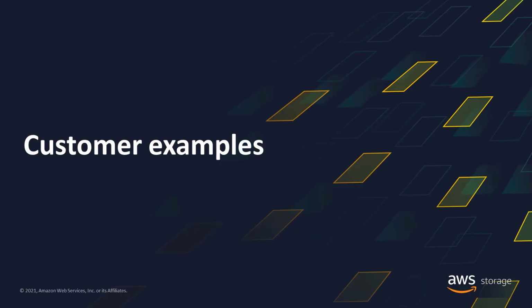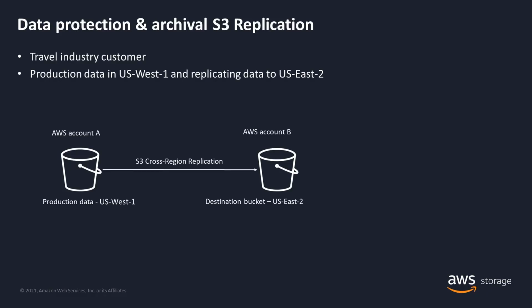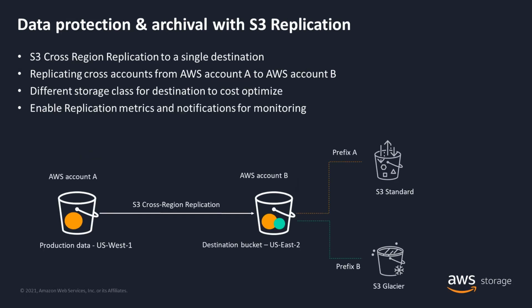Now let's spend some time to talk through some customer examples. Here's our first example. We have a travel industry customer that uses S3 replication for data protection. They have their production data in US West 1 and maintain their secondary in US East 2. The customer in this case keeps their production data in S3 standard, which has all of their reads and writes. They then use S3 replication to create a secure secondary copy of this data in a different region.